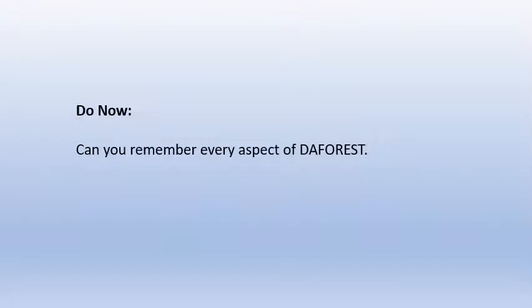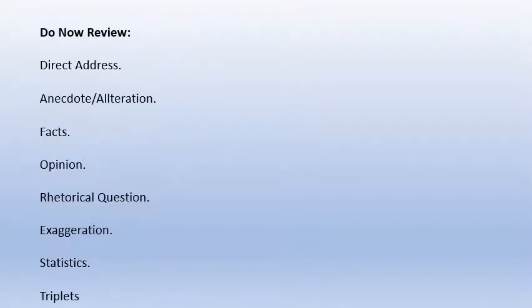But before we begin with that task, can you remember every aspect of DAFT FOREST? Remember, it's an acronym that shows you all the different aspects of creative writing, like D is direct address, for example. Can you remember all of those? Well, I hope you can remember some of them because you're going to need them today. Direct address, anecdote and/or alliteration, facts, opinion, rhetorical questions, exaggeration, statistics, and triplets. So I would write them down. You're going to be writing a speech, so make a little list of those and be ready to use them.